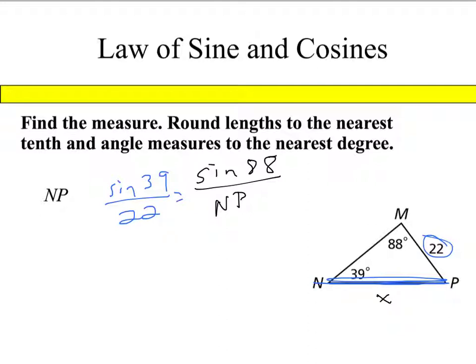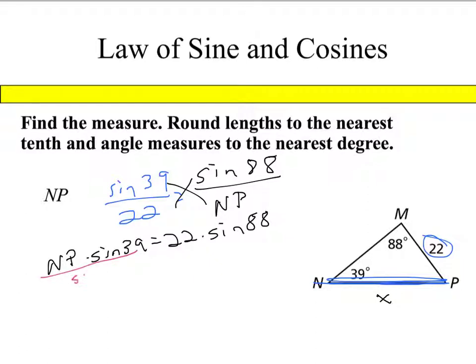Okay, so now I'm going to cross multiply, and I get NP times the sine of 39 is equal to 22 times the sine of 88. Do I calculate, or do I put that in my calculator? No, I want to get a more exact answer. So how I do that is I divide by sine of 39.